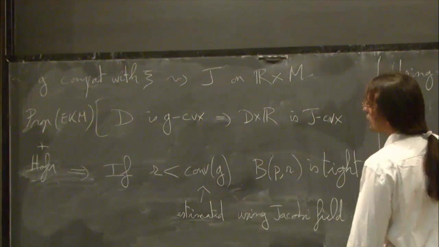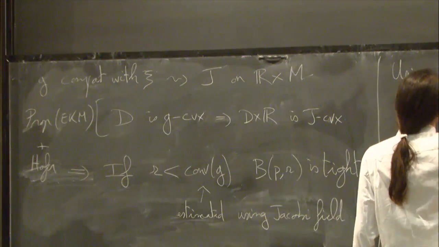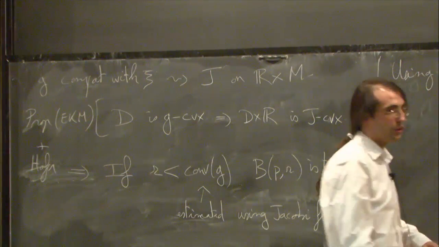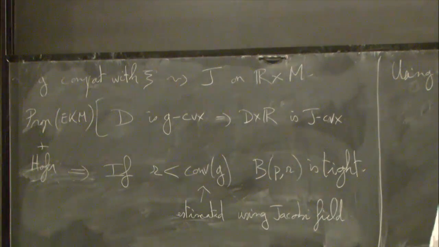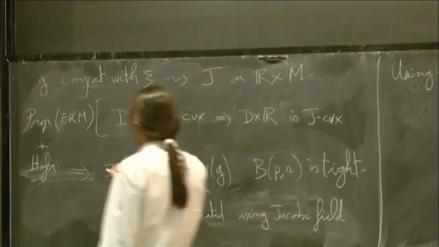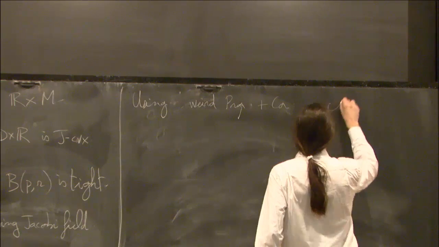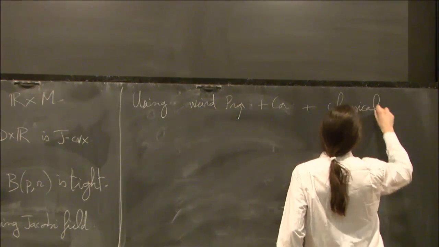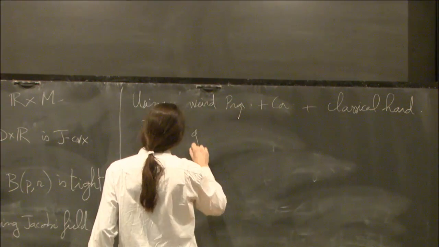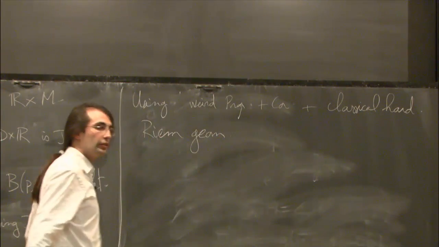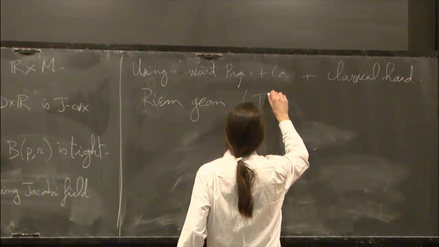I don't remember, I have no numbers in the proposition. I mean, using the weird proposition about geodesic spheres containing overtwisted disks, plus this corollary that I just have here, plus classical but non-trivial, classical hard Riemannian geometry. Classical here means late 50s, early 60s. So Berger, Klingenberg. Maybe I should start with Toponogov.